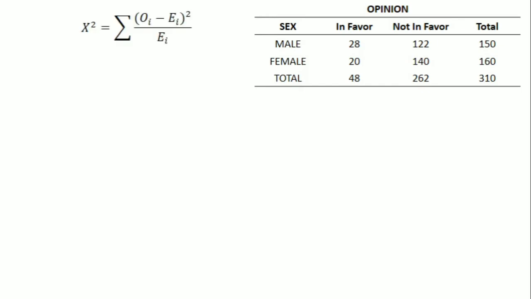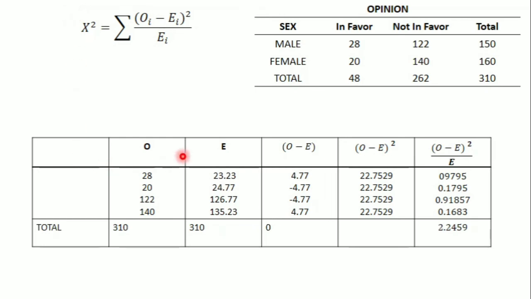You need to solve now your computed value by the use of this formula. We solve it systematically, so we use the table. Here we have your observed values: 28, 20, 122, 140. The next is the expected frequencies. What is the expected frequency for male over in favor? We have 23.23. Next, female over in favor, we have 24.77. Good, so that is the solution for that.